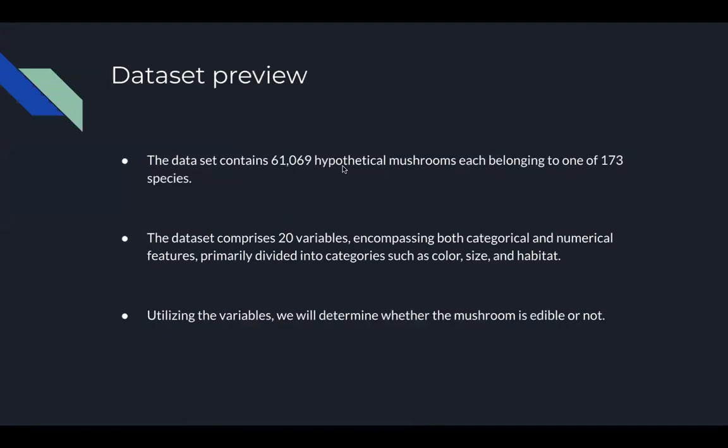The dataset consists of a total of 61,069 hypothetical mushrooms, each categorized among 173 species. We have a diverse set of features totaling 20 variables, which include both categorical and numerical attributes. These variables are primarily divided into categories such as color, size, and habitat. Our main goal is to leverage these variables to determine whether a mushroom is edible or not.